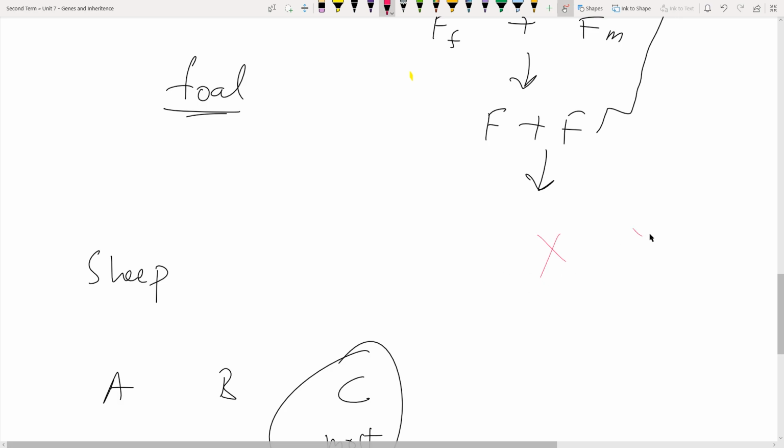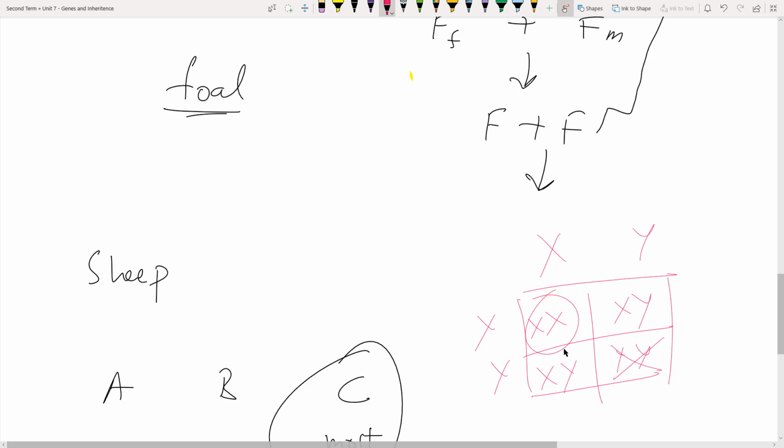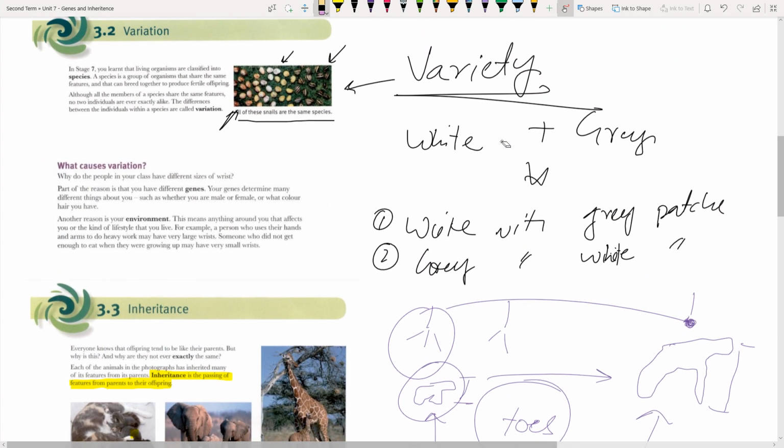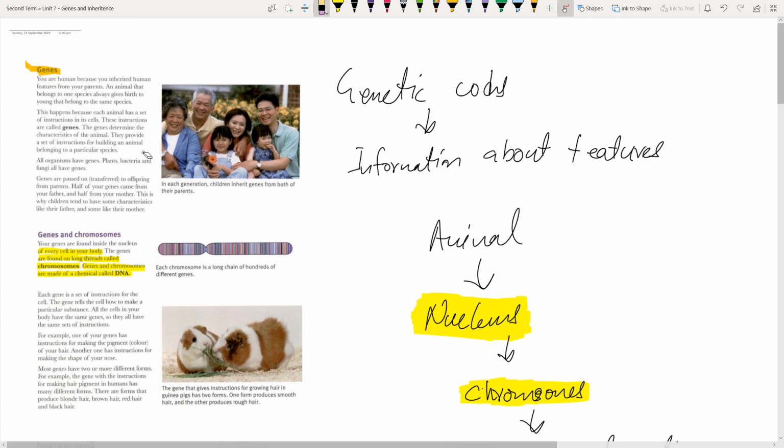If you remember, we had the X and the Y. We discovered how the gender is decided. So if it's XX, it is going to be a female. If it's XY, it is going to be a male. So we discussed all these factors in class, although these are not included in your topic, so don't go into such details. Just go through this context.